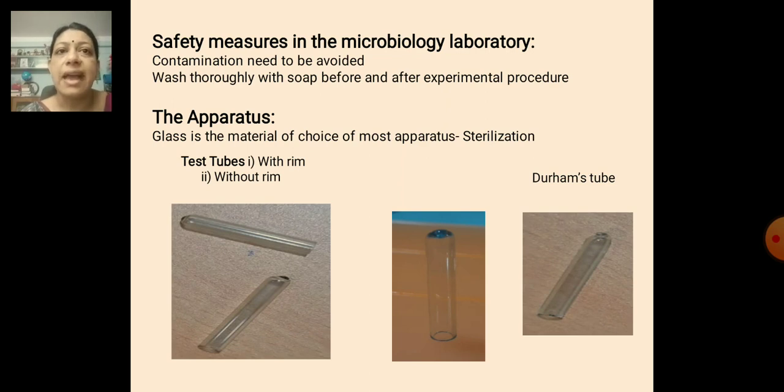The second thing is that we should wash our hands thoroughly with soap before and after the experiment to prevent any type of contamination. Now coming to the main topic, that is the various apparatus. As we said, all materials, apparatus and equipments we are using should be in a sterile condition, or clean, without any type of contamination.